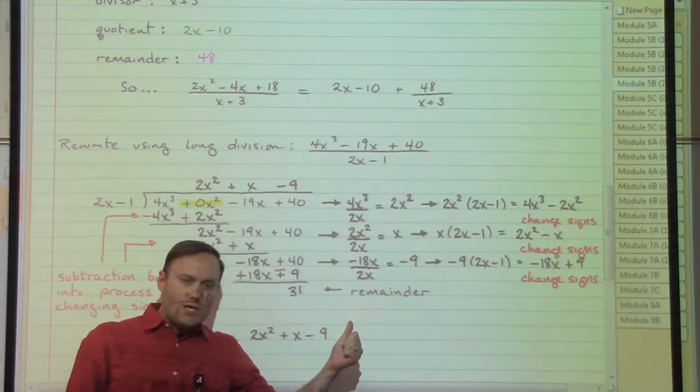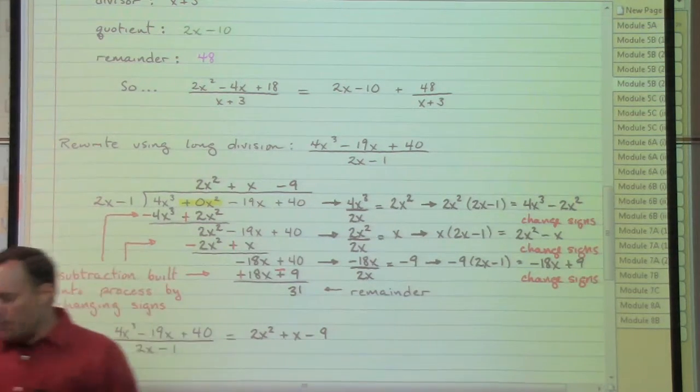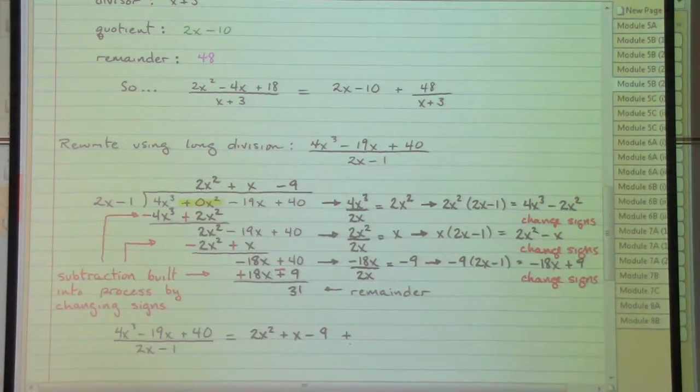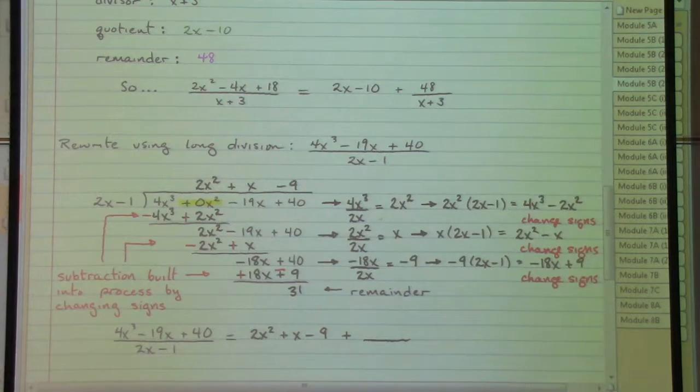In between the quotient and the rest of my work is going to be a plus sign. So a plus sign followed by the fraction part of my answer. Now the fraction part of my answer, the final remainder, goes on top. And the denominator is the original denominator that we had in our problem. So the 2x minus 1.